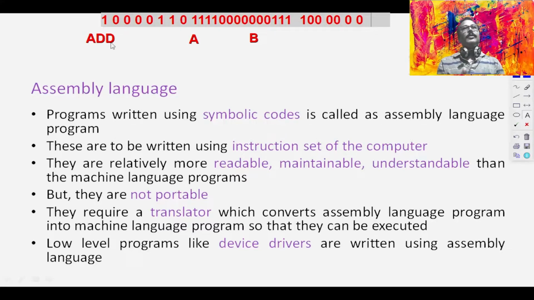So programs are written using symbolic codes. They are more readable when compared to machine language. They are more readable, maintainable, understandable. But they are also not portable, because again every machine will have its own instruction set. If you take the same program to some other computer, its instruction set may be different. So it will not work. And they require a translator also.